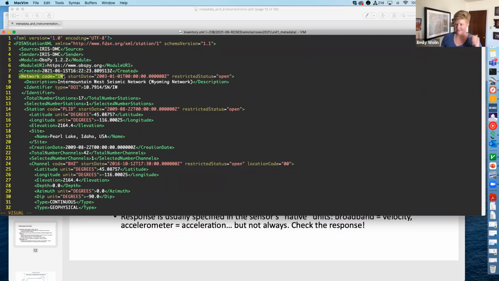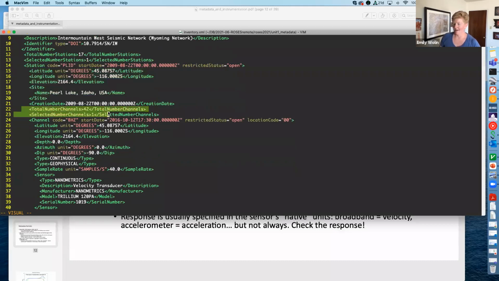And then here's where we get into the information about the actual station. So we have a network code. This network has a digital object identifier that you can cite when you use data for publications and studies. And then the station that I requested is PLID. It has a certain start date. We have a station latitude and longitude and elevation. The name of the site: this is the station in Idaho, in the United States.